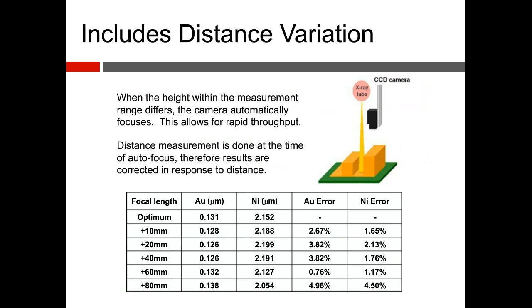A little more on the distance variation. We have some results up here. It goes 80 millimeters, and you can see that over the course of these examples, gold and nickel, that the error doesn't change too much. It's all within the 5% plus or minus, and that screen there on the right shows the camera, which is actually moving up and down with the component.